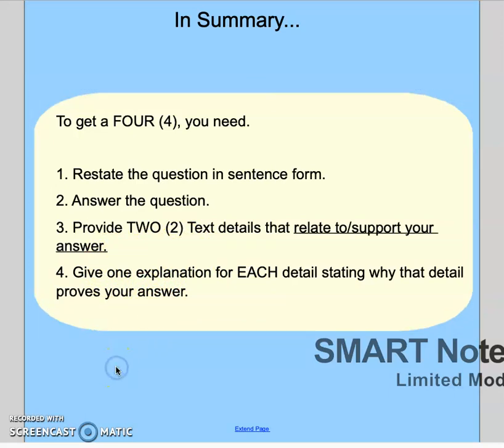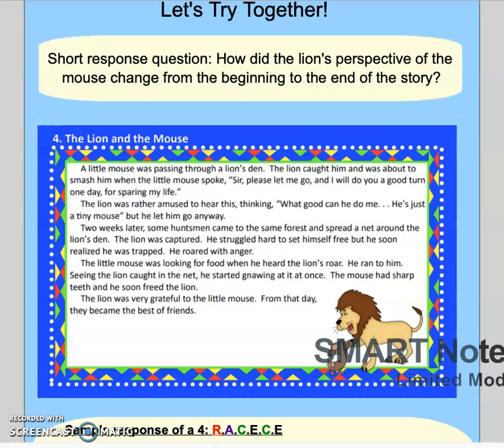And again, I know that this is review. You guys are pros at RACE by now. So let's move on to an example, and then I'll give you your portfolio assignment. I'm going to quickly read this to you and then give you a sample response.